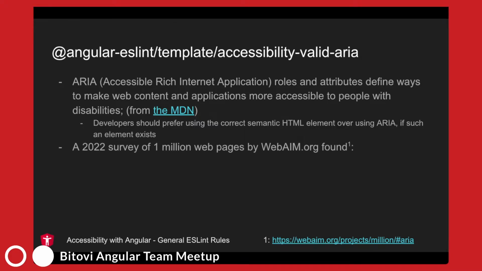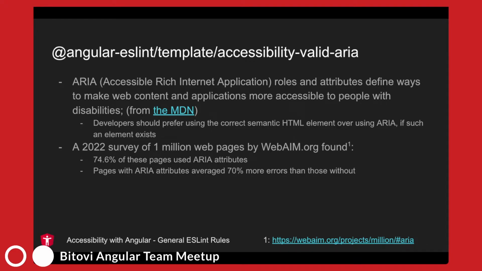So in 2022, WebAIM, which is an accessibility site, did a survey of 1 million web pages and found that 74% of them were using ARIA attributes, and of the 74%, those pages had more than 70% more errors than pages that were not using those attributes, accessibility-wise. So another reason to try to rely on semantic HTML wherever possible.